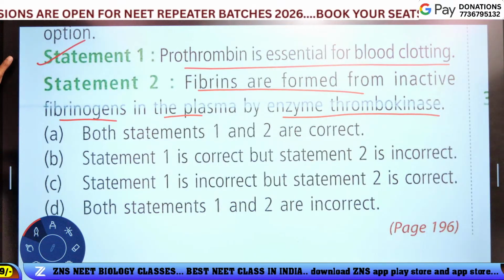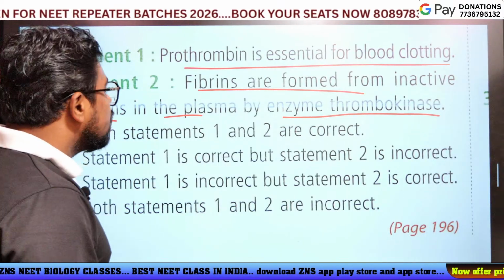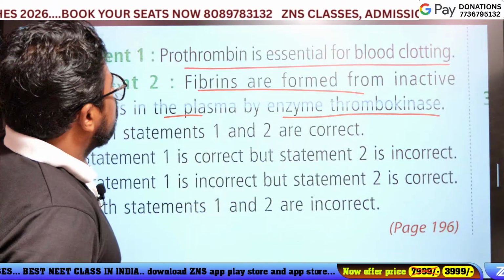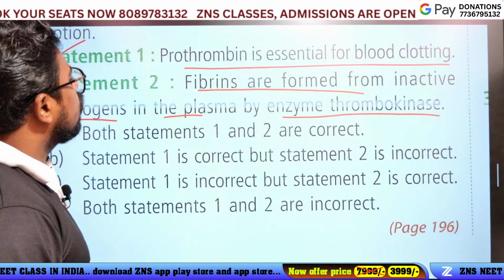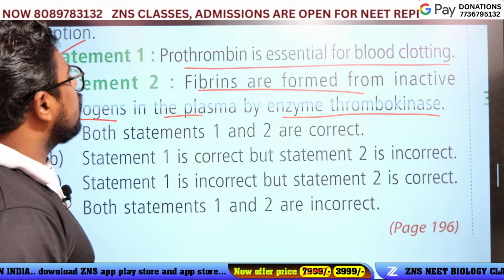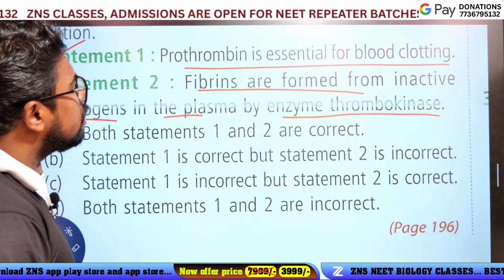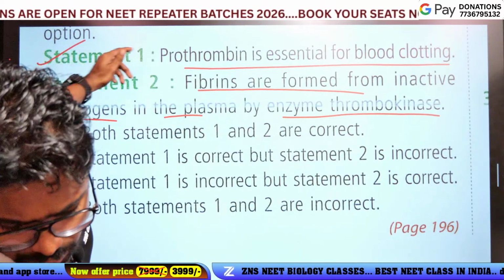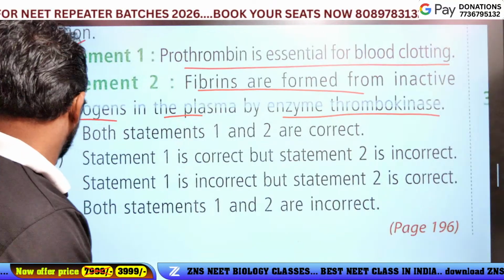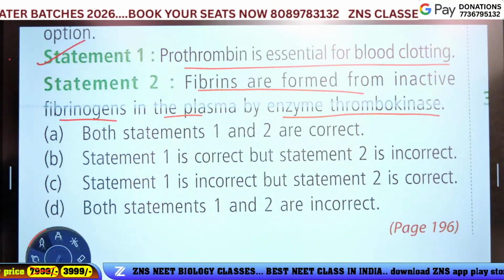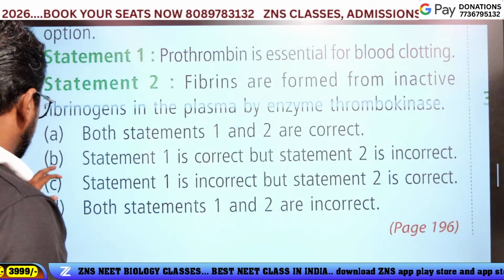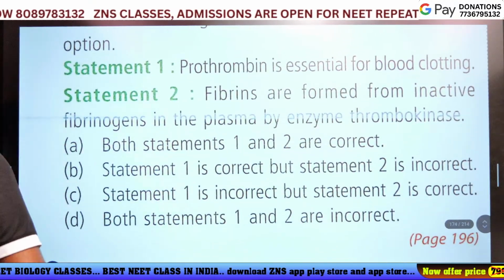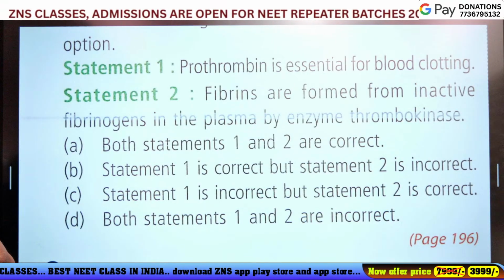Statement 2: fibrin is formed from inactive fibrinogen in the plasma by an enzyme called thrombokinase. Prothrombin is thrombin. Thrombin converts fibrinogen into fibrin. Prothrombin, thrombokinase. Which of these options is correct? Which is the answer? Come on, guys.